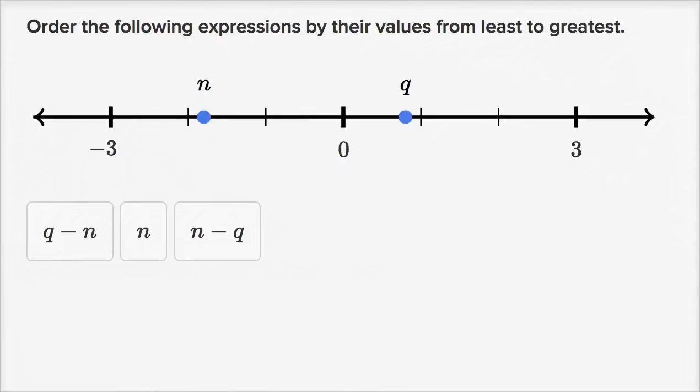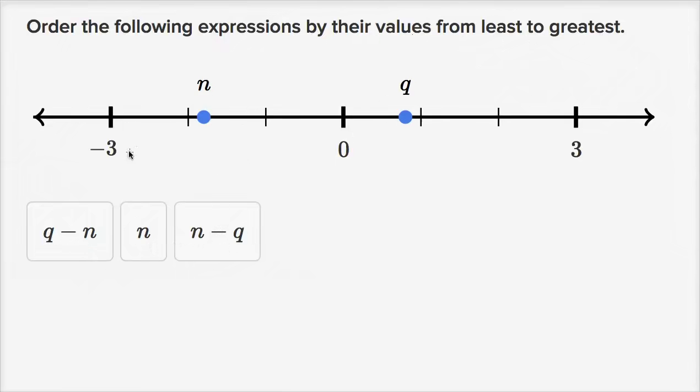Let's get some practice understanding variables and the negative numbers that they might represent, or the positive numbers. So we're told to order the following expressions by their values from least to greatest. And they've given us these three expressions, q minus n, and n minus q, and then they plot n and q on the number line.